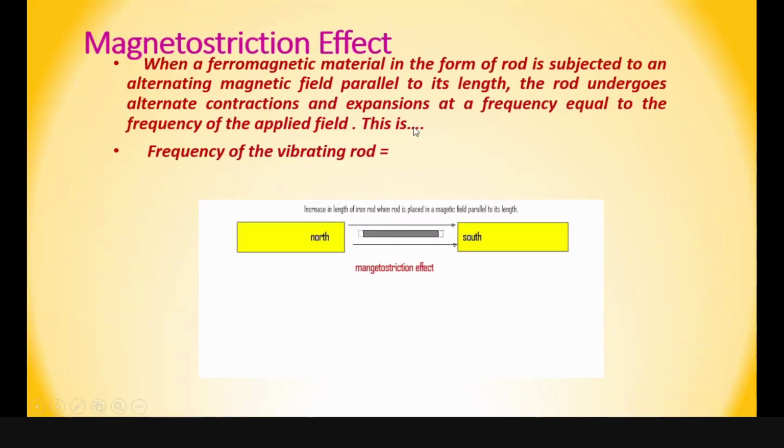Right. So what you have to write is what the magnetostriction method is, why the rod vibrates, what the advantages are, and what the disadvantages of the method are. Is it fine? Any questions from this topic? Applied field, yes. So any questions? If no, then I will move further. It is a very small chapter.